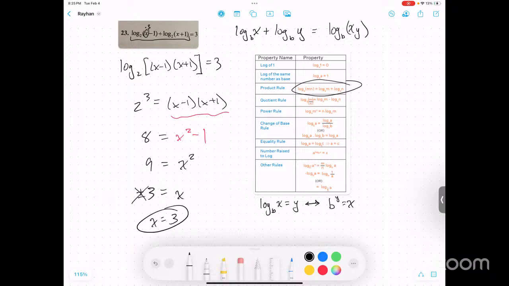And you can check by plugging it back in and you'll see that it does work. Because the log base 2 of 2 plus the log base 2 of 4: 2 to what power equals 2? 1. 2 to what power equals 4? 2. And that equals 3. So you can see that that works. Cool. Okay.